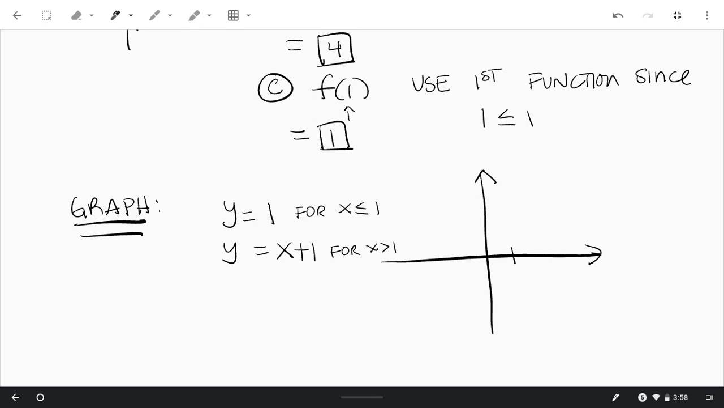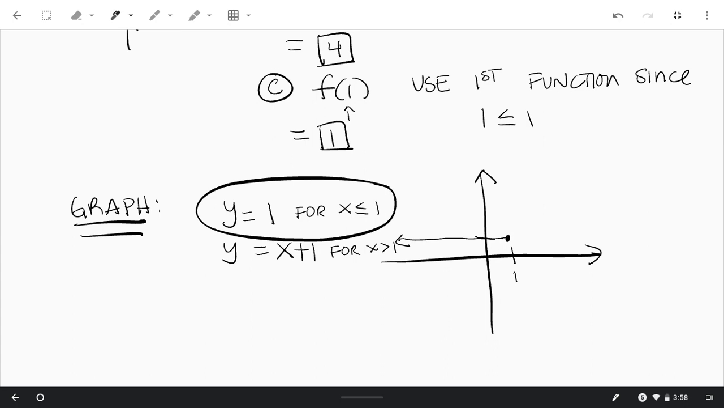So all these x values to the left of 1, here's 1, all the x values to the left of that are going to get this first graph, which is y equals 1. That's the horizontal line. So it looks like this. And at 1, it's going to stop. It goes on forever that way, but it stops right here.